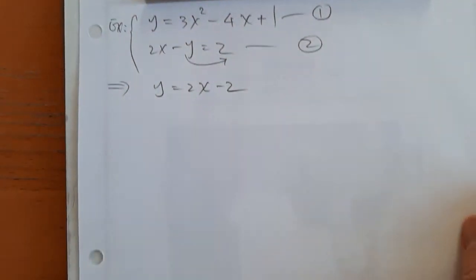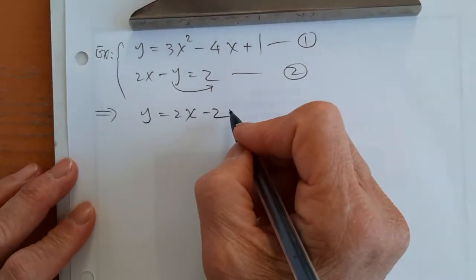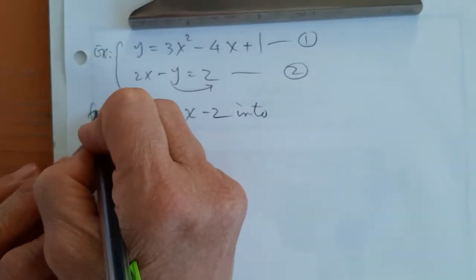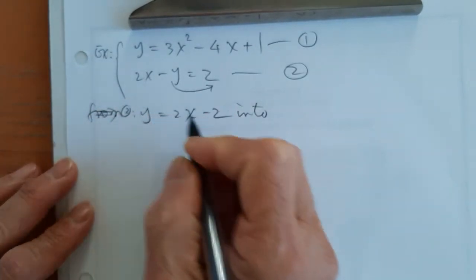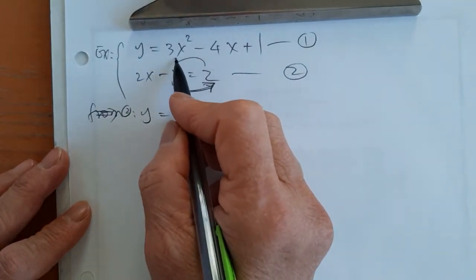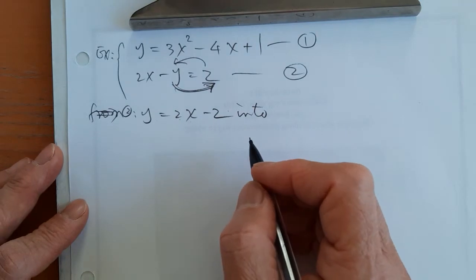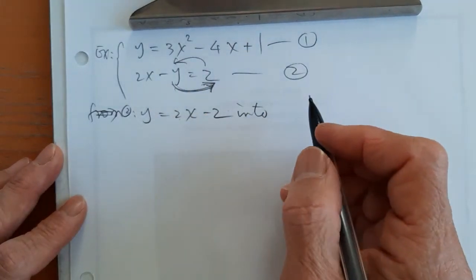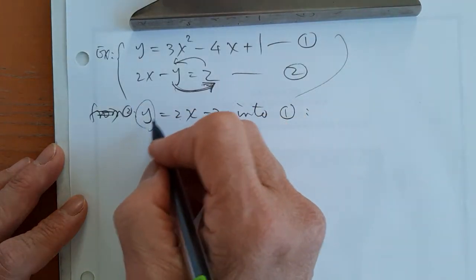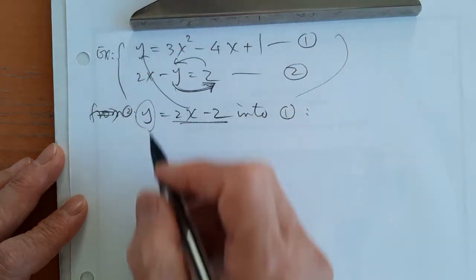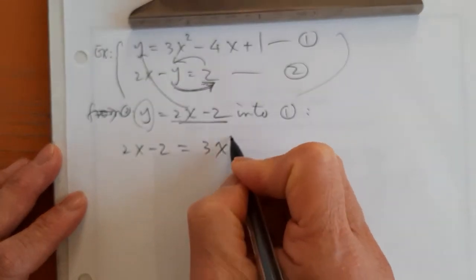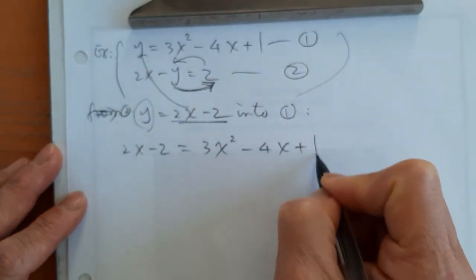And then you plug into the first equation. This is from the second equation: you move y over and move 2 over, get y equals 2x minus 2. Move over, change the sign. And put into the first equation. This y equals 2x minus 2, substitute in here. So you get 2x minus 2 equals 3x squared minus 4x plus 1.